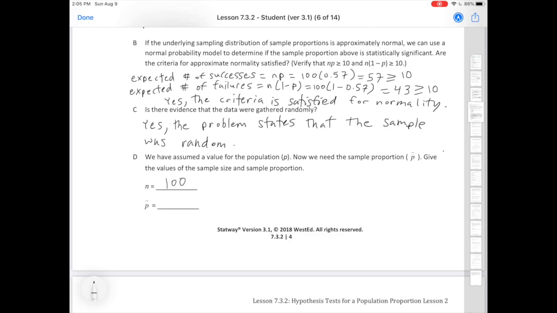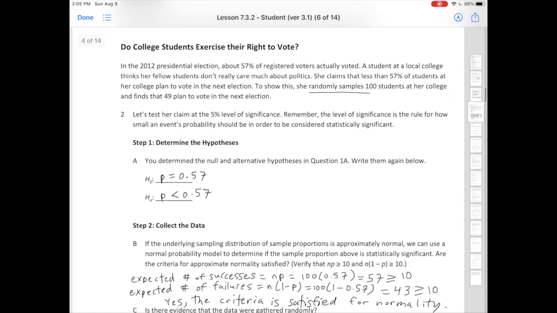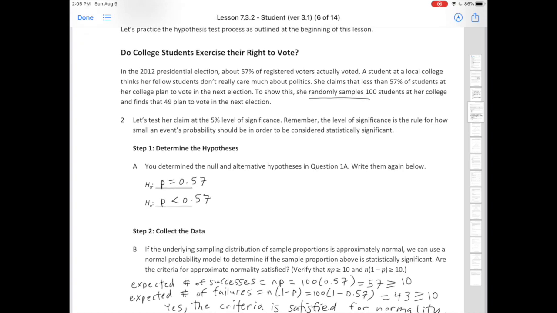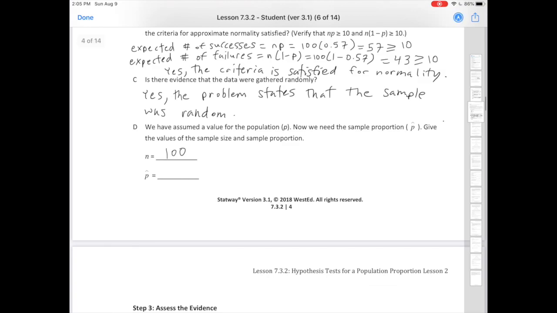So the sample size is 100. The problem says that. So n is 100. What's P hat equal to? Well, let's see. How many people in her sample collected? She said she found 49 people out of 100 that planned to vote, right? So 49 out of 100, which is 0.49 if you use your calculator. So that's P hat.